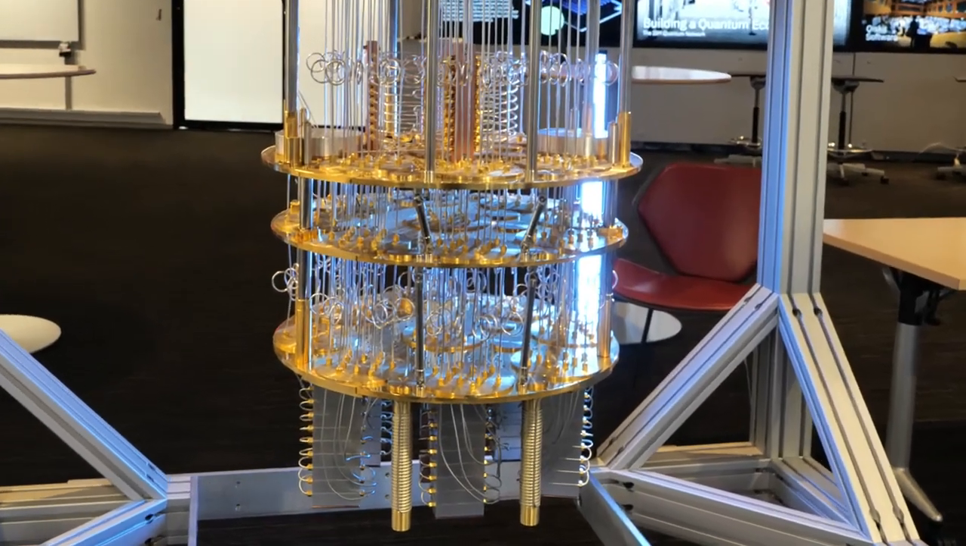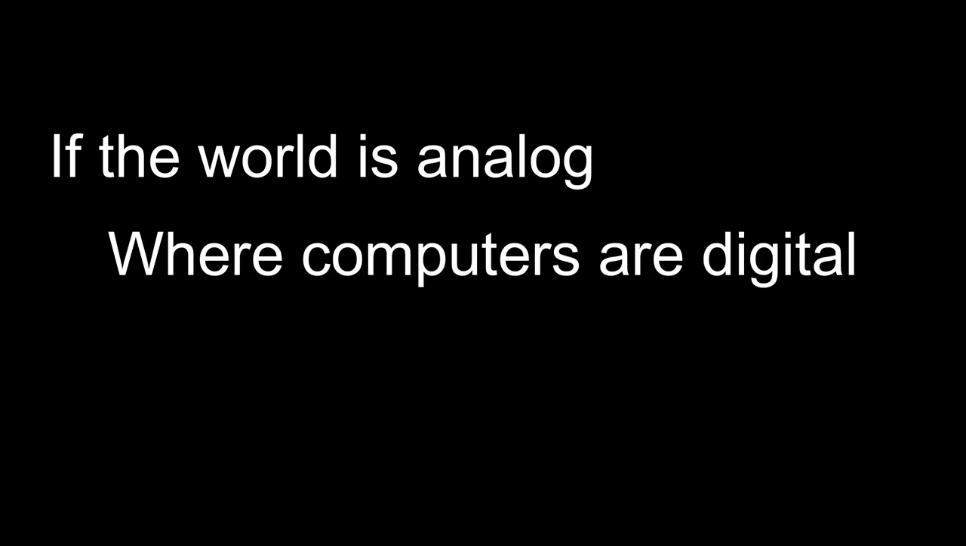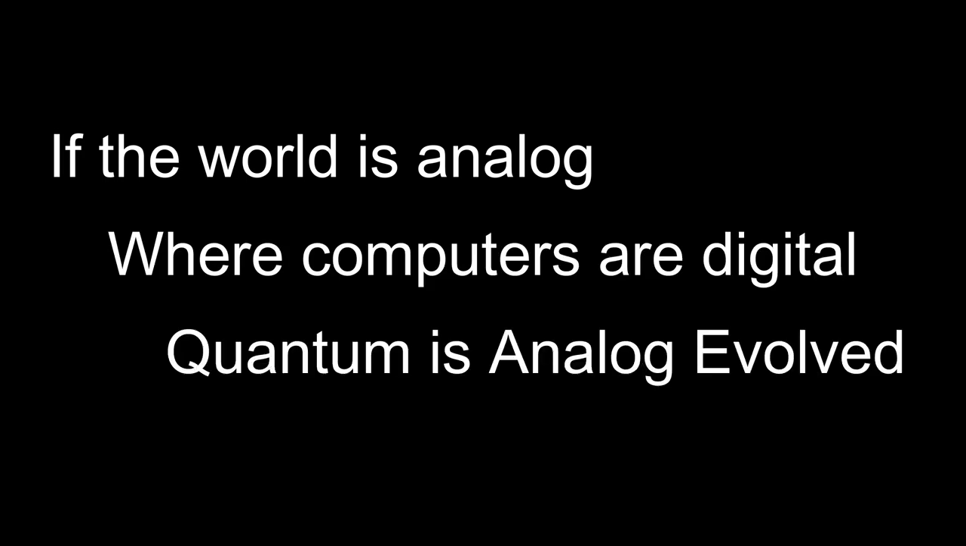Put enough qubits together, and you can design a program that will allow you to get the result. The downside is that you also get the answers that you don't want, so you have to build a program that gets rid of those. Simply put, if the world is in analog and computers are digital, then quantum is analog evolved.